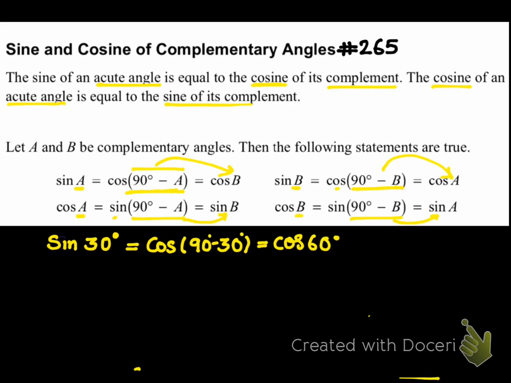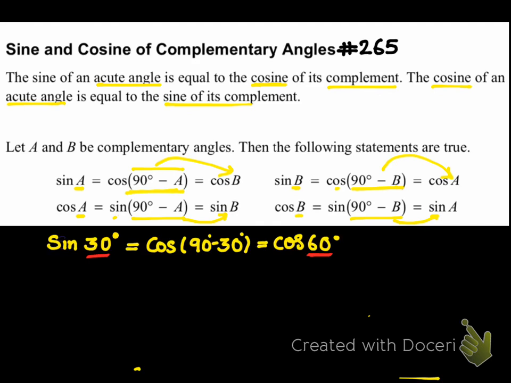So you can see that in that case, this is sine of 30 degrees, but it is cosine of 60 degrees. So you just interchange sine into cosine and write the complement of that angle.